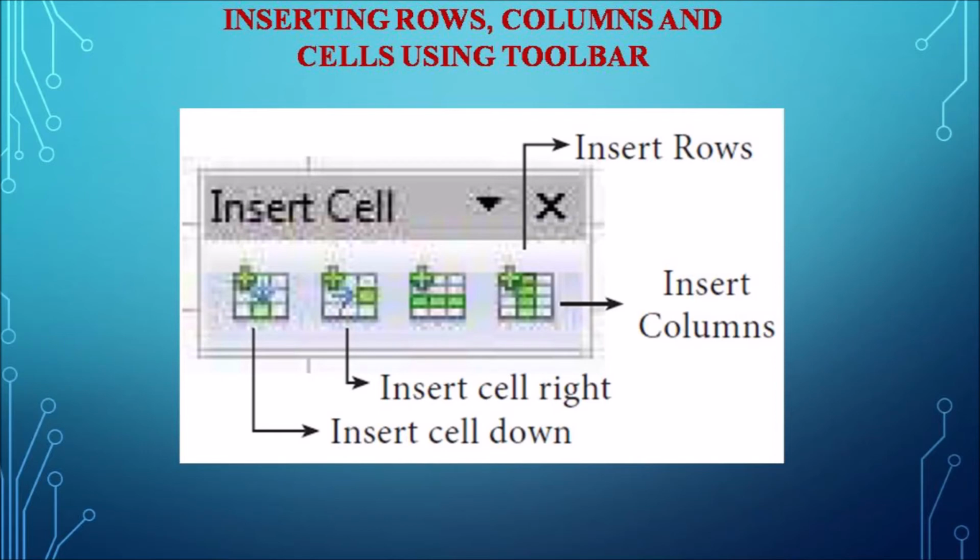Inserting row is nothing but inserting the entire row. The third one is marked in green color, the inserting row icon. And in the fourth one you can see that the middle column is marked in green color. That fourth one is for inserting a new column. So with this floating toolbar, we can also insert columns, cells and rows.